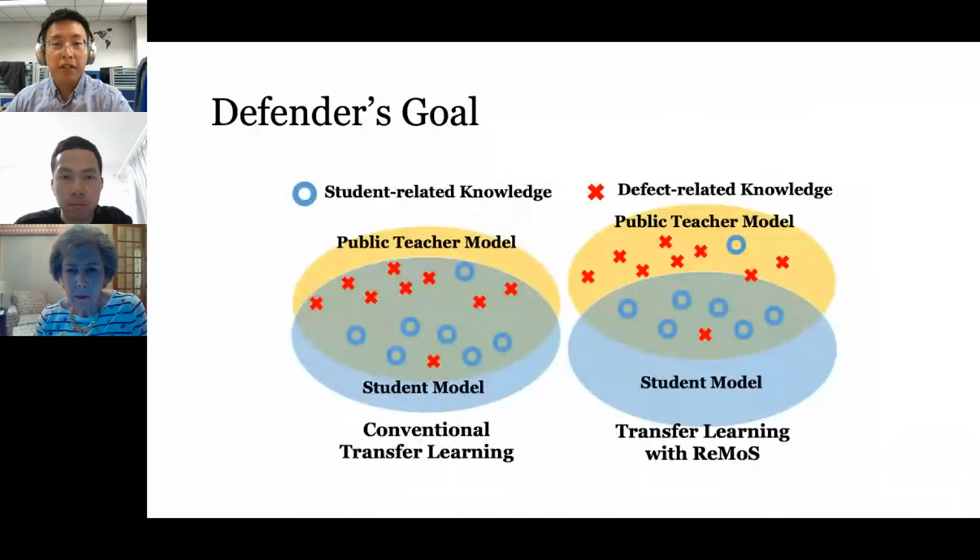We illustrate the defender score with this Venn diagram. For conventional transfer learning, the teacher and the student share much knowledge. We aim to compress the shared knowledge so that it contains mostly the student-related knowledge and excludes the unrelated knowledge.